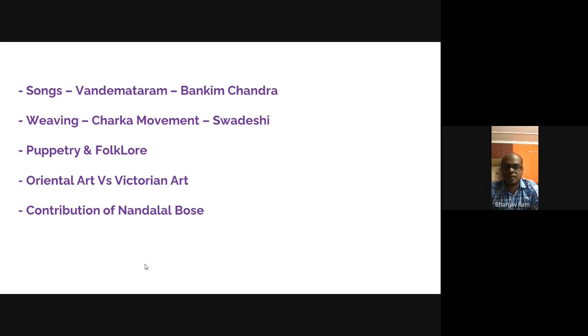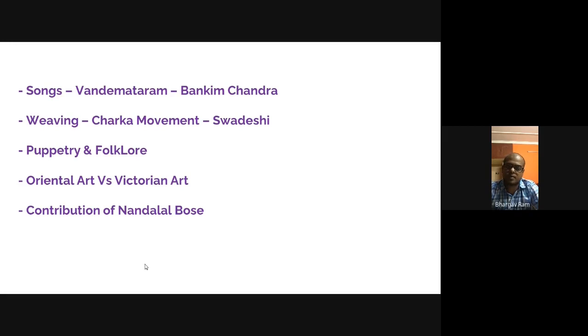So when you think, you can come across at least these things, right? The song Vande Mataram was written by Bankim Chandra Chatterjee, which became a very prominent feature during the Swadeshi movement. Likewise, you can speak about the Charkha movement, and puppetry and folklore.